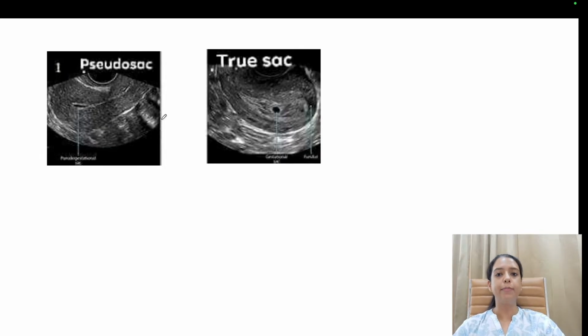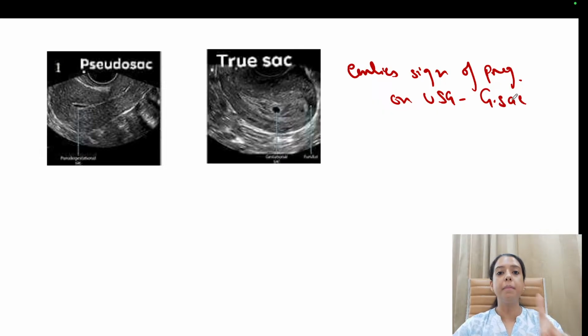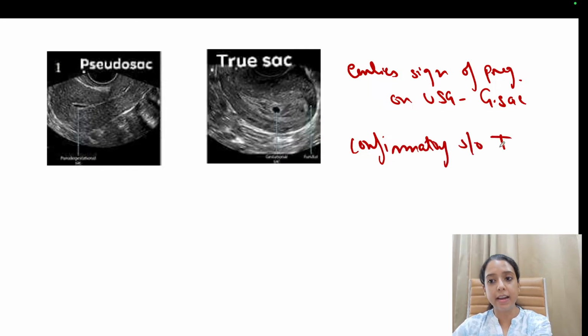Can you see the two types of GSAC? Now question number 1. What is the earliest sign of pregnancy on ultrasound? What is the earliest sign? That is GSAC. But remember, GSAC is not a confirmatory sign of intrauterine pregnancy. So the confirmatory sign that the pregnancy is intrauterine is when we see a yolk sac.